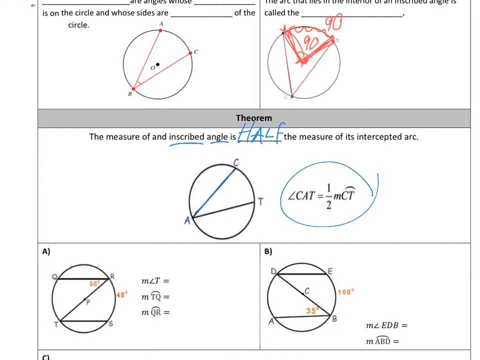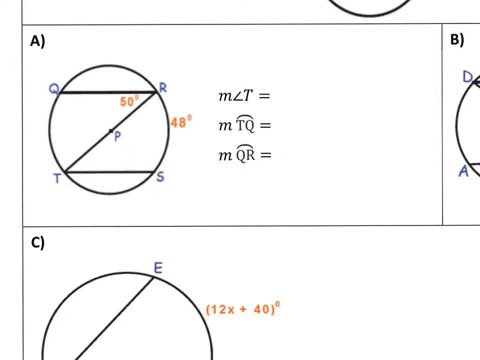So let's say, for example, that the measure of angle CAT is, I don't know, 40 degrees. All right, that means that the intercepted arc that it opens up to is going to be 80. All right, so whether you want to think about it as half or double, it's up to you. So let's try to get started on a couple of these examples.